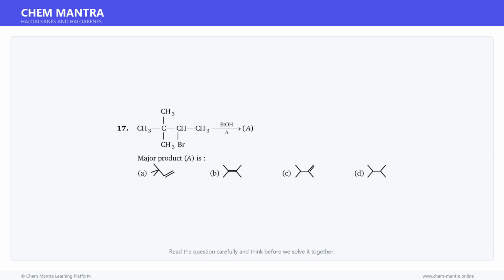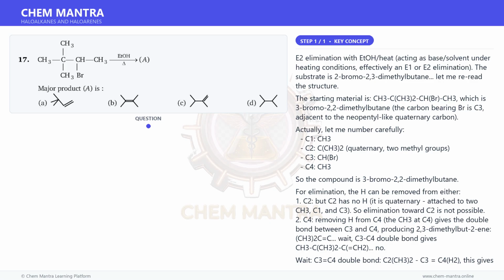Here is a question. Read it carefully and think about the answer. Let us solve it step by step. Let us first understand the key concept here. E2 elimination with EtOH and heat, acting as base and solvent under heating conditions, effectively an E1 or E2 elimination.